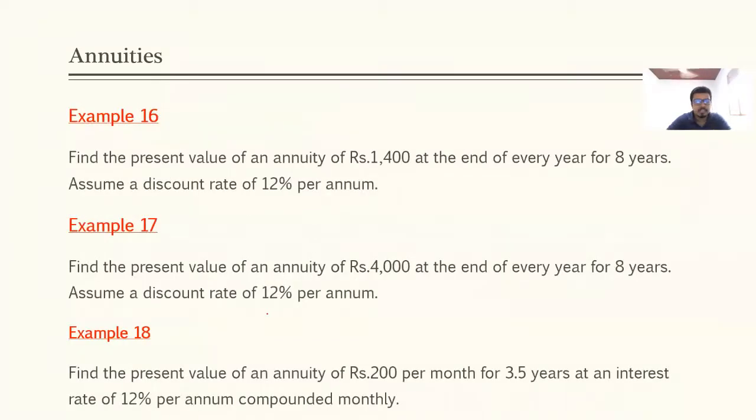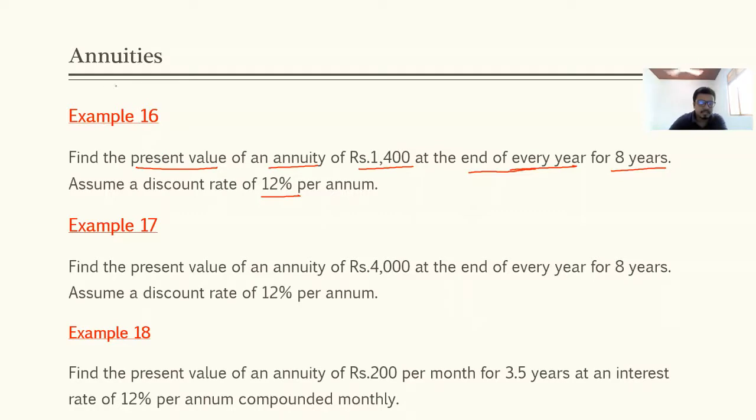Example number 16. What we need to do here? Find the present value of an annuity of 1,400 rupees at the end of every year, for 8 years. Assume a discount rate of 12% per annum.